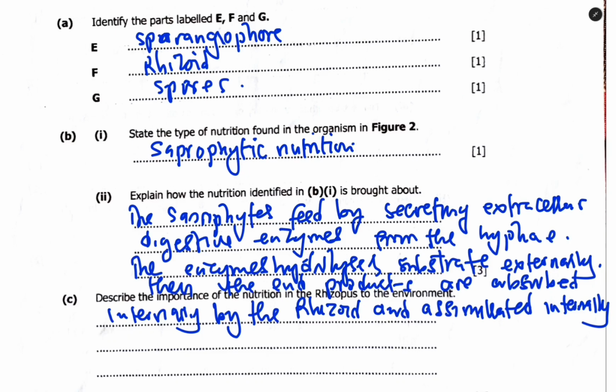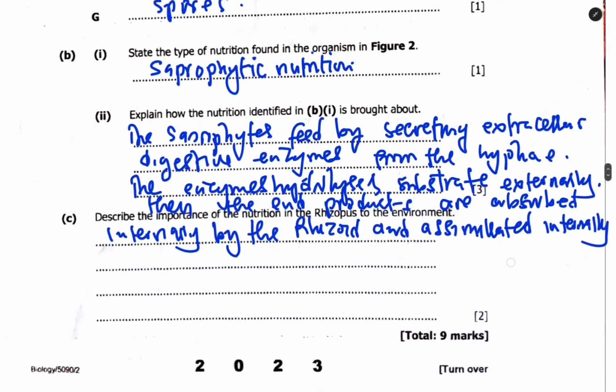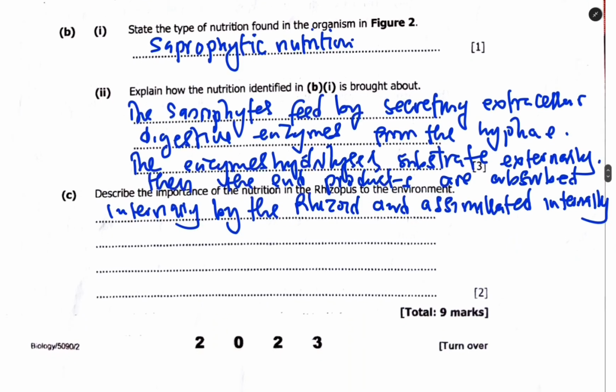So that is how it is brought about. And of course, if the substrates are carbohydrates, enzymes hydrolyze the carbohydrate into glucose. If you are looking at proteins, proteins are broken down to amino acids. If you are talking of lipids, they are broken down to fatty acids and glycerol, and then absorbed and assimilated internally. Internally means inside the organism. So I guess you've gotten that.